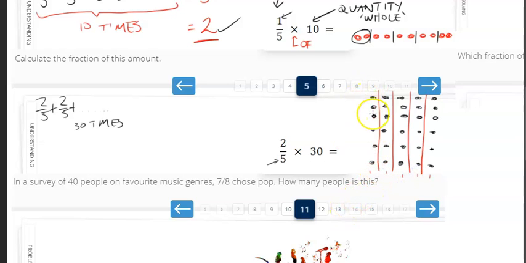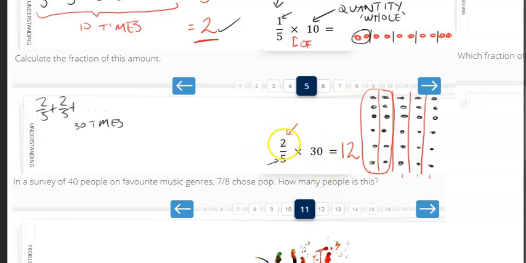So how many are in each fifth? Well, we got 6 of them. And how many do we care about? Just 2. So we're going to look at these 2 fifths and just count how many are in there. 1, 2, 3, 4, 5, 6, 7, 8, 9, 10, 11, 12. So our answer in this case is 12. So 2/5 of 30 is 12.